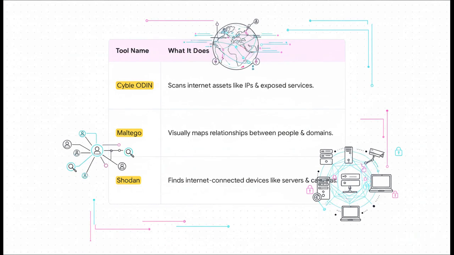First up, we've got tools for scanning the huge, vast landscape of the internet. Odin is great for scanning digital assets, like IP addresses and services that might be exposed. Maltego is this amazing visual tool that literally draws you a map of how people, domains, and emails are all connected. And then there's Shodan. Oh man, Shodan is wild. Think of it like Google, but instead of searching websites, it searches for things connected to the internet. Servers, webcams, traffic lights, you name it. It shows you what's out there and what might be vulnerable.